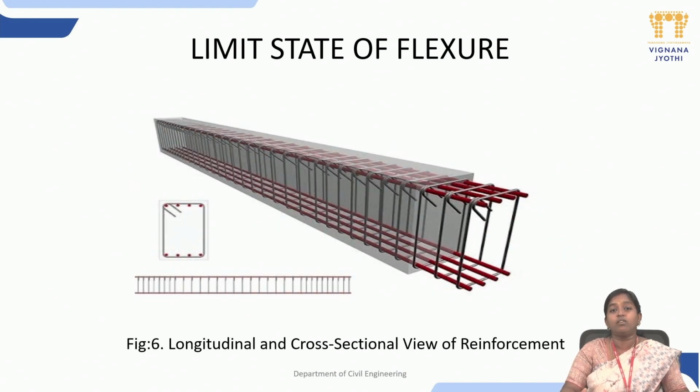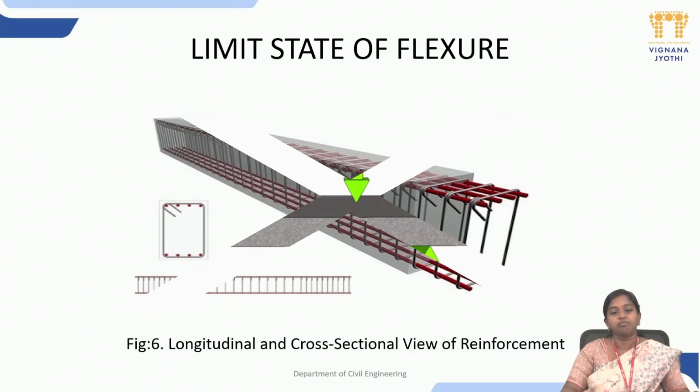And this is how the reinforcement looks in the real beam with respect to stirrups, which will stop shear, and the longitudinal reinforcement, which will take care of flexure. And you can see the cross section of the beam as well with respect to main bars and stirrups.